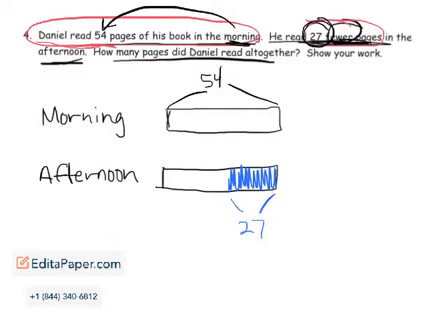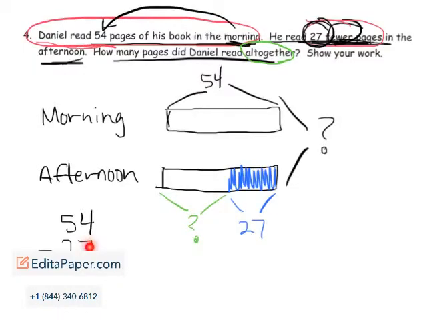And so the question is, how many pages did he read altogether? So that's saying, what's this number here? But in order to figure out that number, we need to know how many pages he read in the afternoon. So it's a two-step process. First, we have to figure out what he did in the afternoon. Then we can figure out how much he did altogether. So step one, let's do some subtraction. So we're going to have to do 54 minus 27, and that's going to tell us what he did in the afternoon.